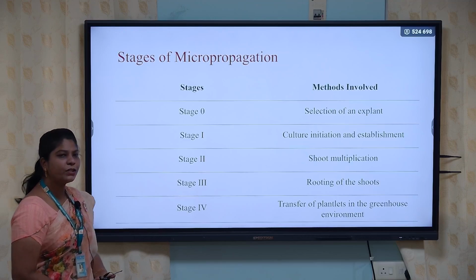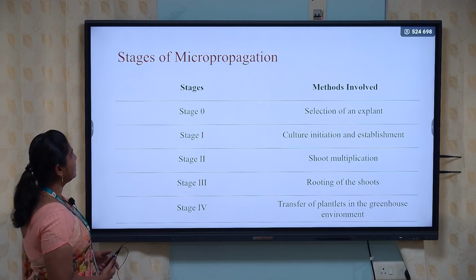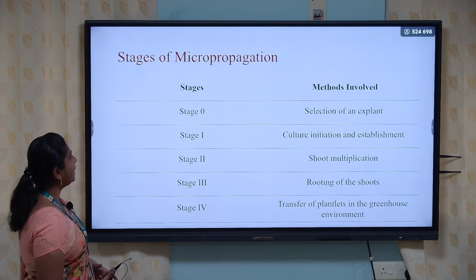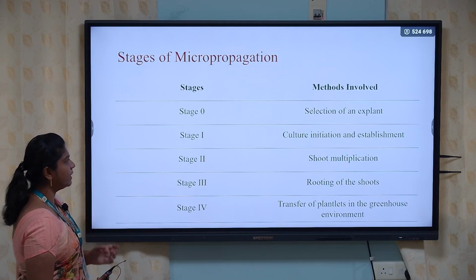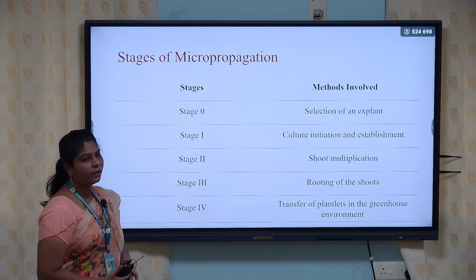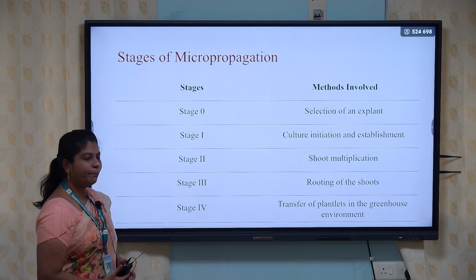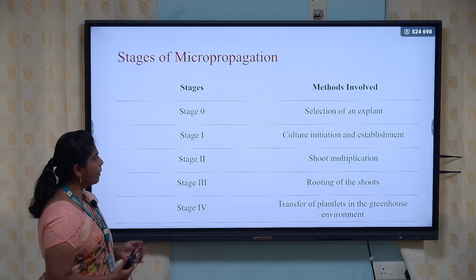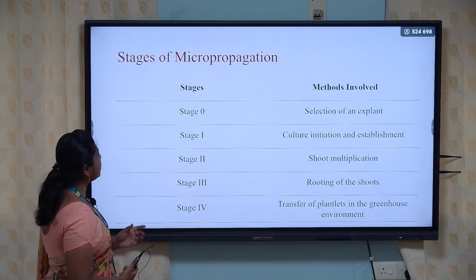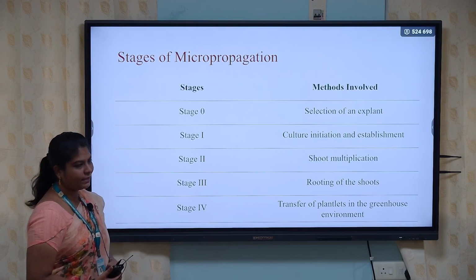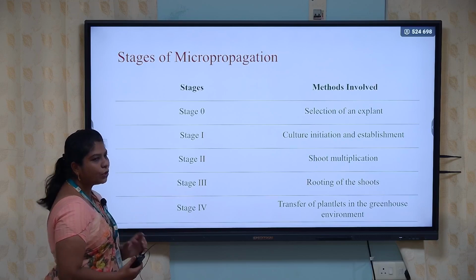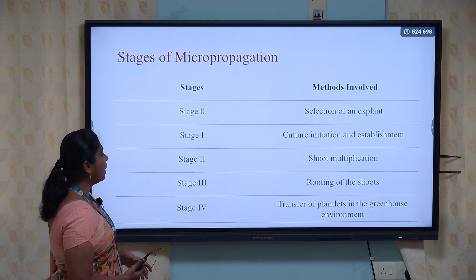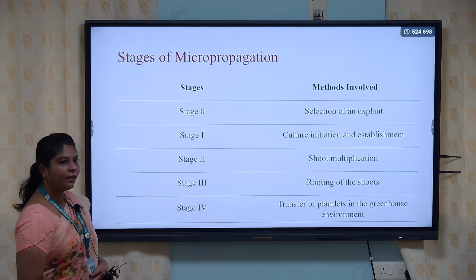And there are stages of micropropagation. Stage 0, stage 1, 2, 3 and 4. The method in stage 0 involves selection of the explant, the plant which has to be grown in the laboratory. Stage 1 is culture initiation and establishment. Stage 2, shoot multiplication. Stage 3, rooting of the shoots. And stage 4, transfer of the plantlets to the greenhouse environment.